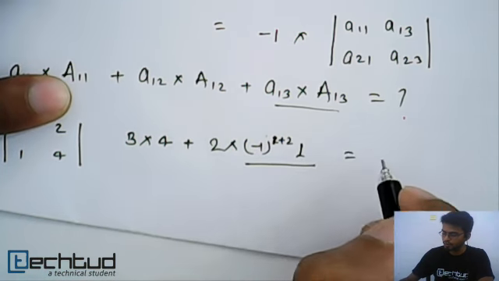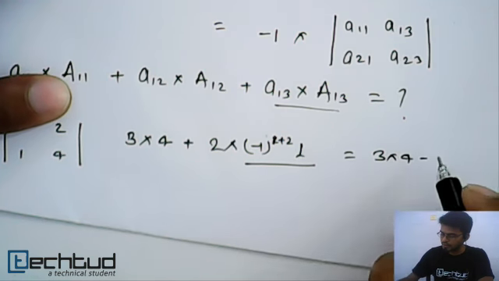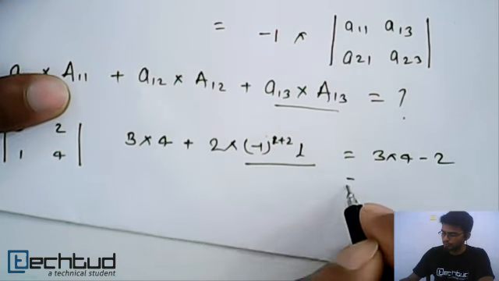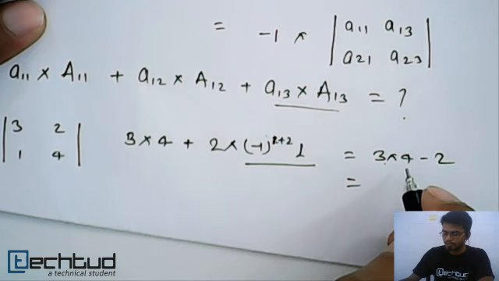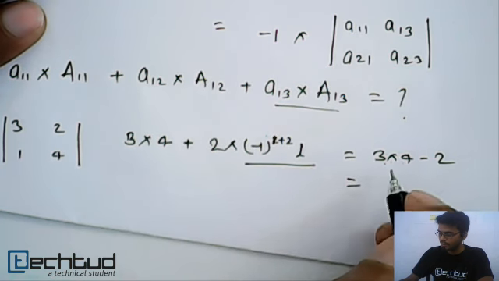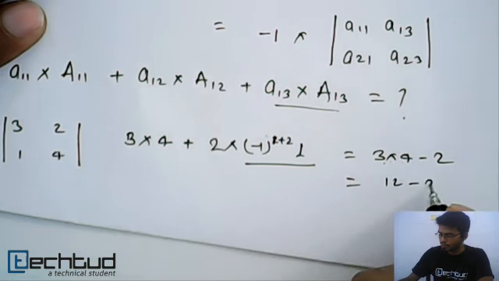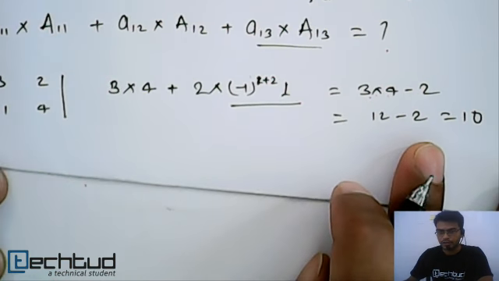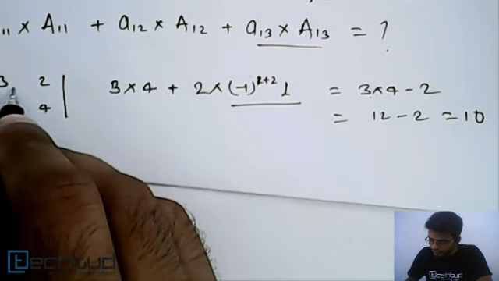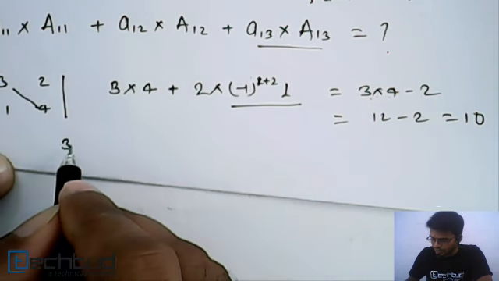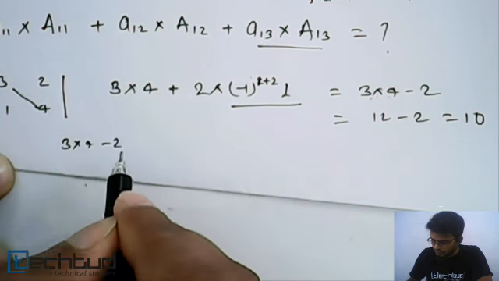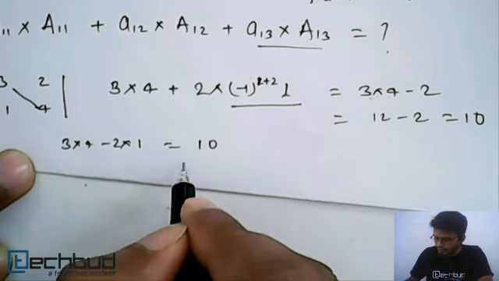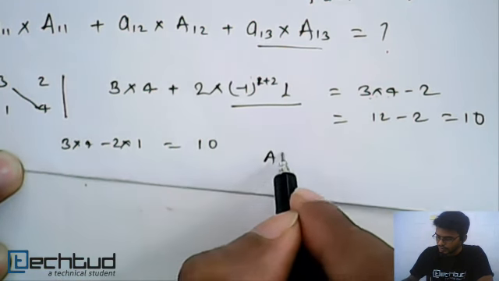So what is the value? 3 cross 4 minus, this will be minus 1, and then 2. So it will be 12 minus 2, equal to 10. Fine. So let's understand what this is. This is basically the value of this determinant: 3 cross 4 minus 2 into 1, which is 10. That is the value of the determinant.